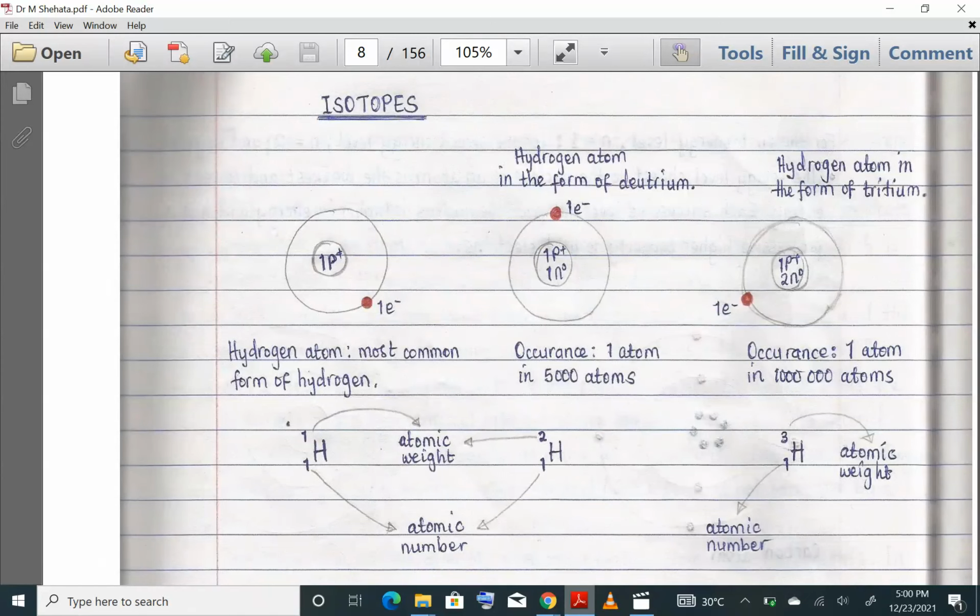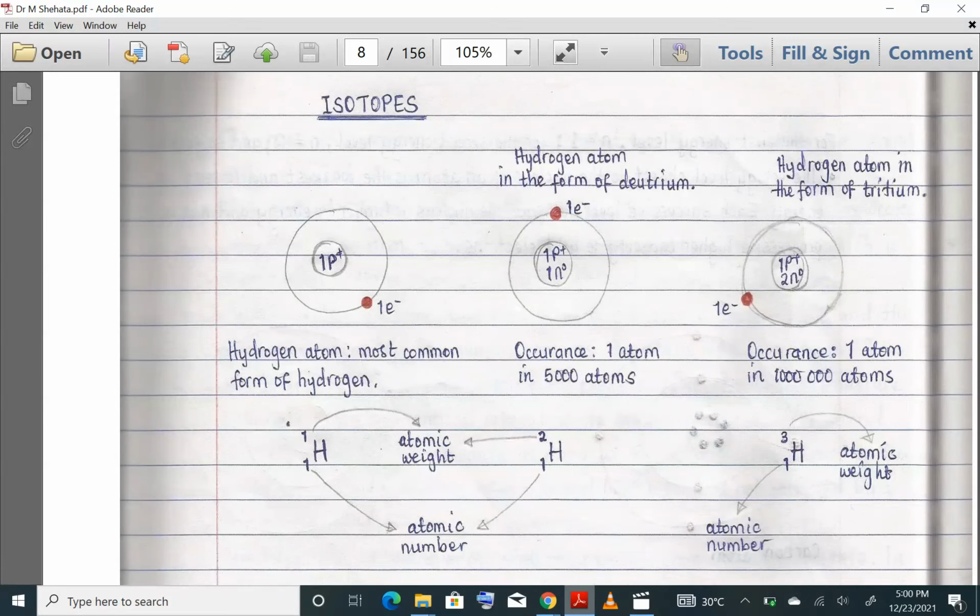Remember, what did we say about atomic number? Atomic number is the number of protons in an atom, whereas the mass number is the sum of the protons and the number of neutrons. So when we say isotopes have the same atomic number but different mass numbers, we're basically saying they've got the same number of protons but a different number of neutrons, right?